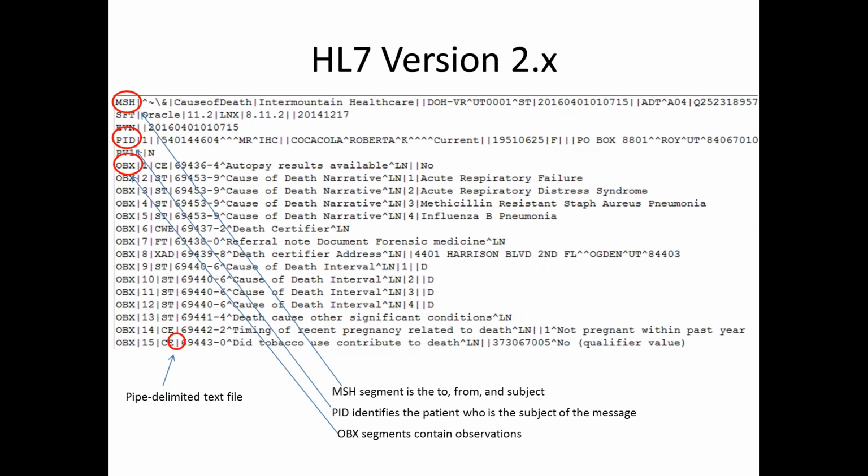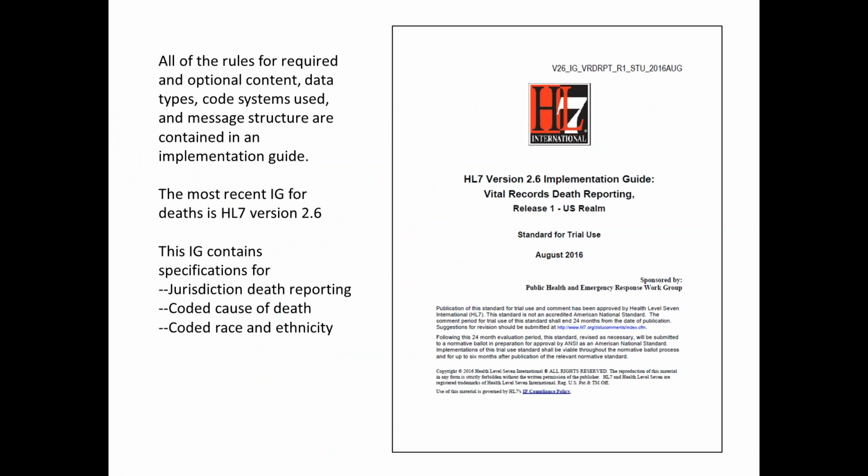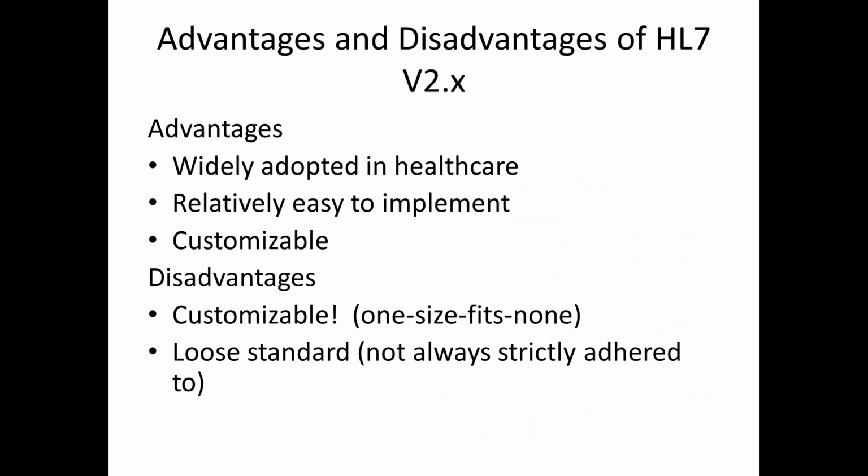In this case, OBX segments contain specific information on the death certificate, where data elements are identified by LOINC codes, where a LOINC code unambiguously identifies the type of information in the observation segment, in this case, a cause of death interval. All of the rules for content, format, and exchange of HL7 version 2 messages are in implementation guides. Here's an example of the version 2.6 implementation guide for vital records death reporting.